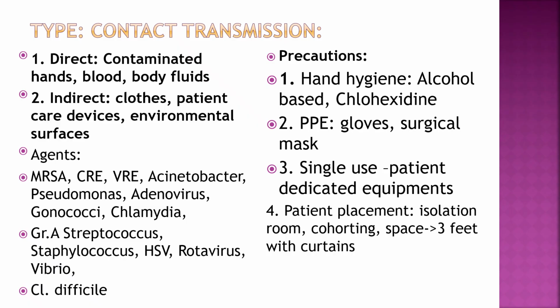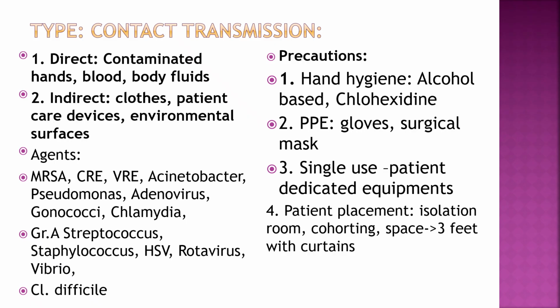Now we will see in detail. First one is contact transmission. It can be of two types, direct and indirect. Direct is through hands contaminated with blood and body fluids. Indirect is from clothes, patient care devices or environmental surfaces like the floor, door handles, etc. The agents most commonly are methicillin resistant Staphylococcus aureus, Acinetobacter, Pseudomonas, adenovirus, chlamydia, group A streptococcus, staphylococcus, rotavirus, vibrio, Clostridium difficile. So precautions here.